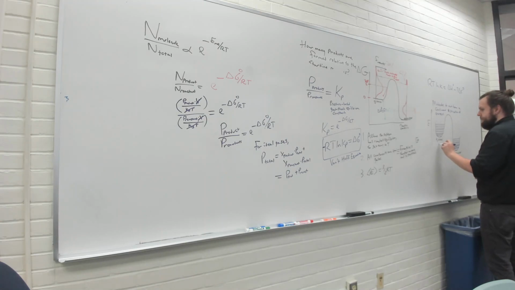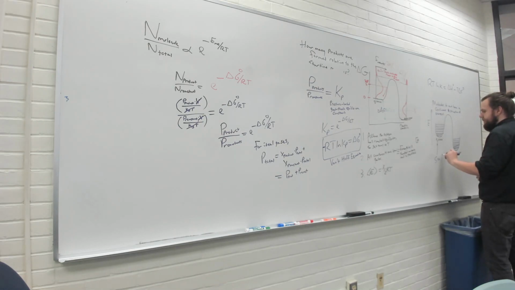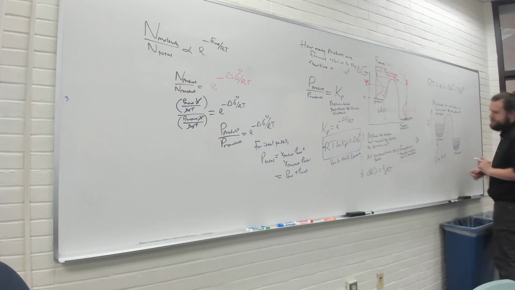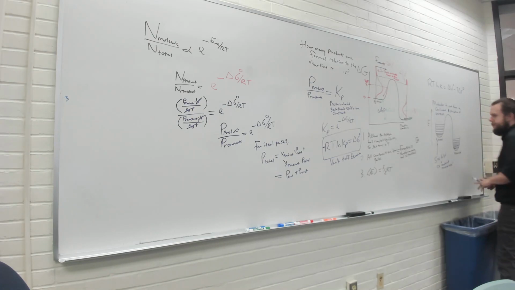The entropy of a material is proportional to ln W, which is the number of arrangements, which is also proportional to the number of available states. Let me show you what I mean.